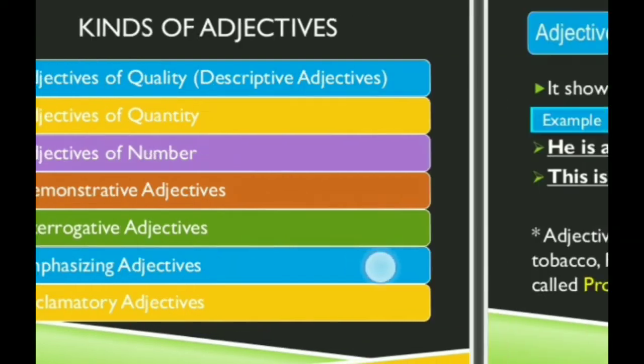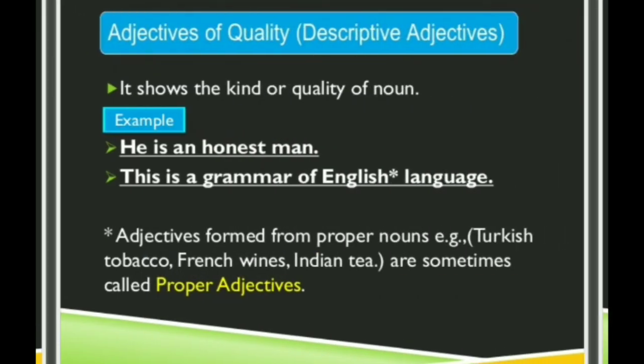First we'll come to adjective of quality, also called descriptive adjectives, because it gives a description of a particular type of noun. For example, it shows a kind or quality, like: He is an honest man. Over here, the man is described, or the man has the quality of being honest. So obviously honest here becomes the adjective of quality.